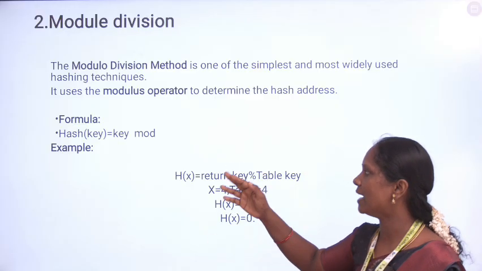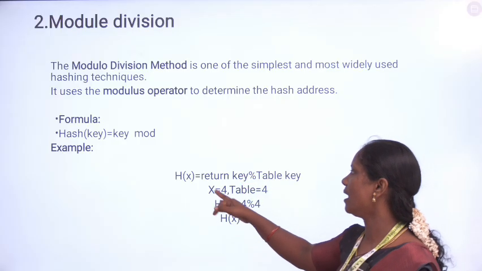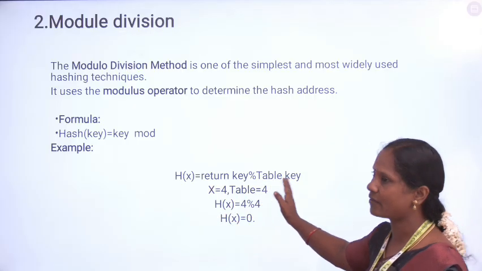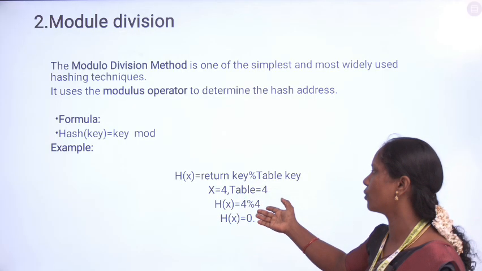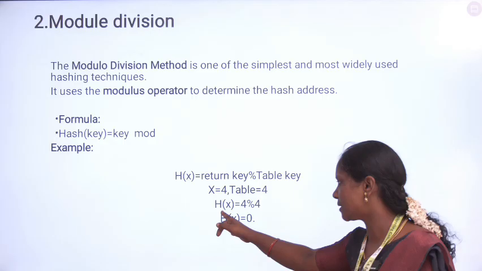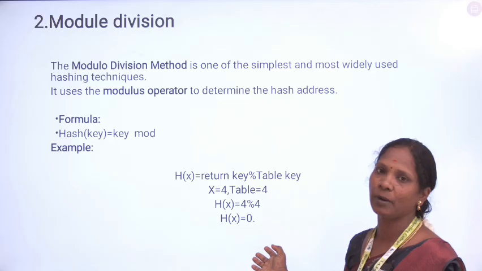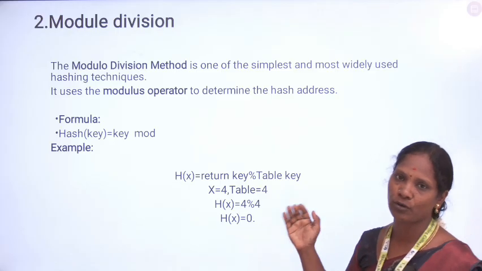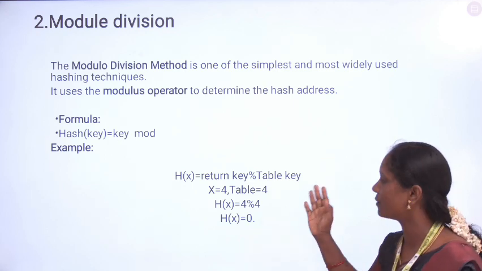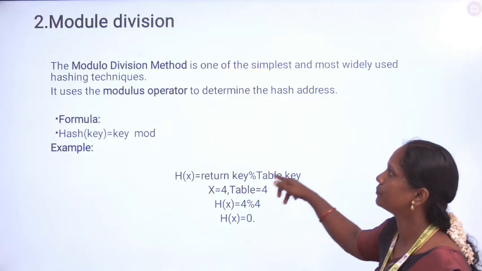The formula is hash of key equals key modulo table size. For example, h of x equals the key divided by our table size. If our key is 4 and our table size is 4, then h of x equals 4 divided by 4, which gives a remainder of 0. The quotient is 1, and the remainder value is the hash value. This is modulo division.